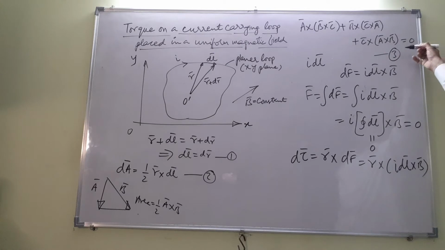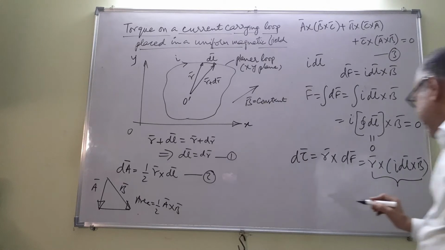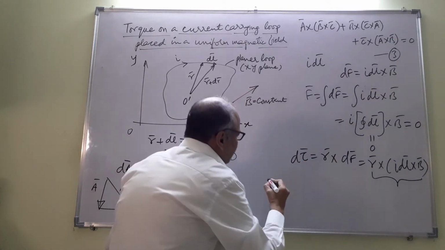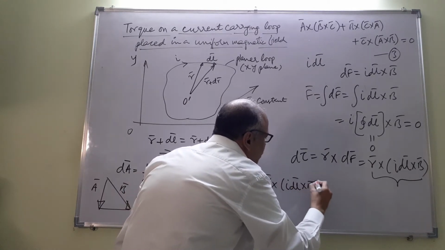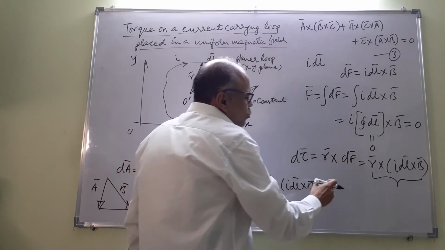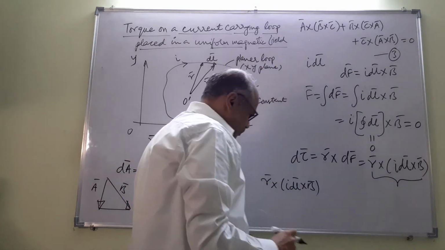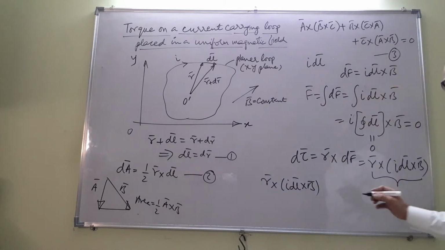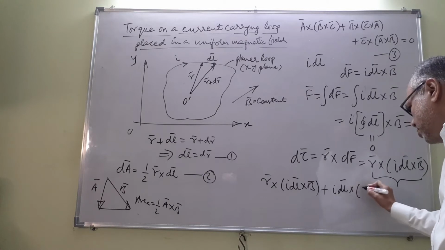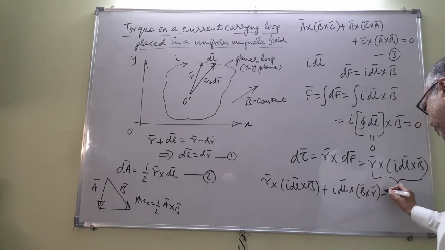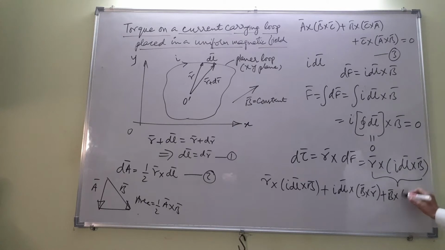Now we will use vector identity number 3 for this vector. We can write it as R cross (I dL cross B). These are the three vectors A, B, C. So I am going to write the other two terms and equate it to 0. So this will be plus I dL cross B cross R plus B cross R cross I dL, that is equal to 0.